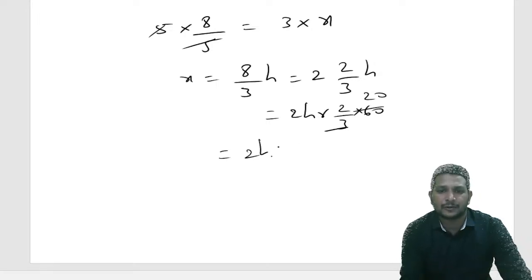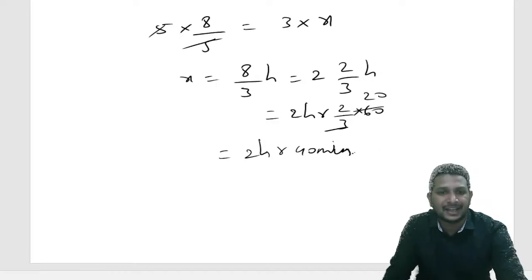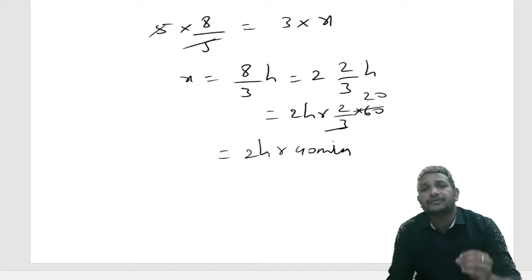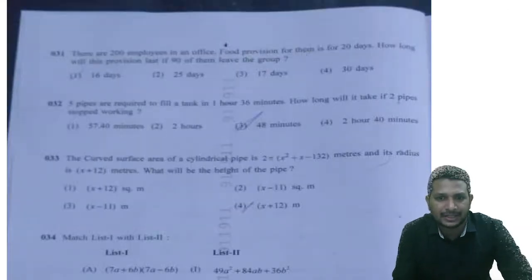2 hours 40 minutes, which is nothing but option 4. Option 4 is the answer. As the options are given in minutes also, we need to convert into minutes, because we can't just leave it in a fraction. Look at the next question. So we got the answer for this question as 2 hours 40 minutes, option 4.